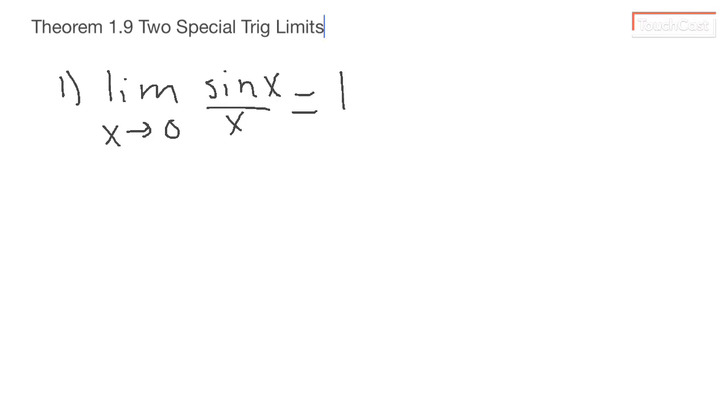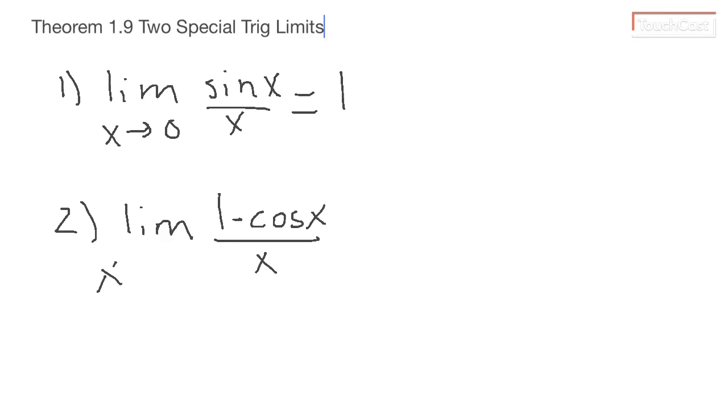Our second special limit, if we ever see that we have the limit of 1 minus cosine of x over x as x goes to 0, this will always equal 0. So let's look at another example. Example 9.